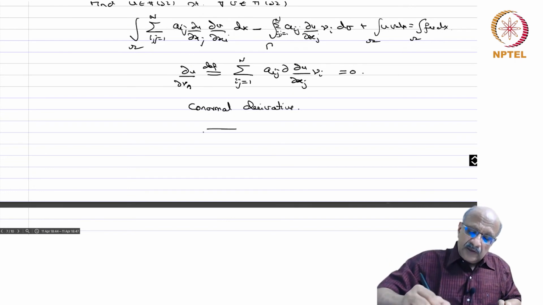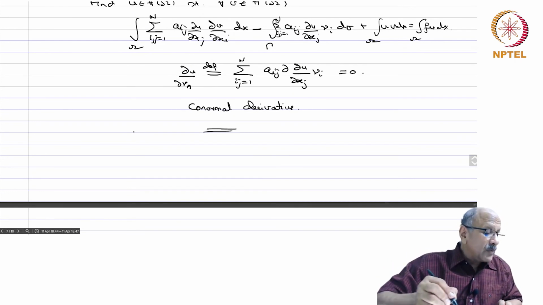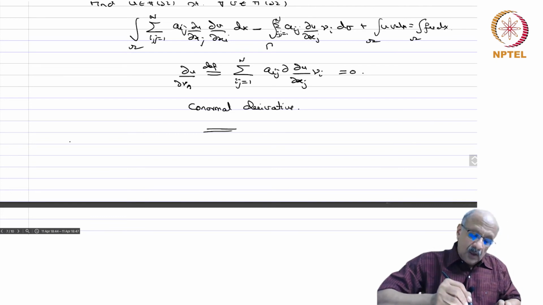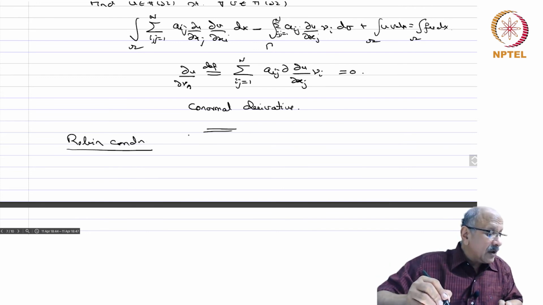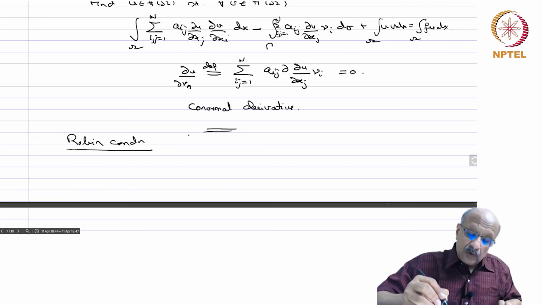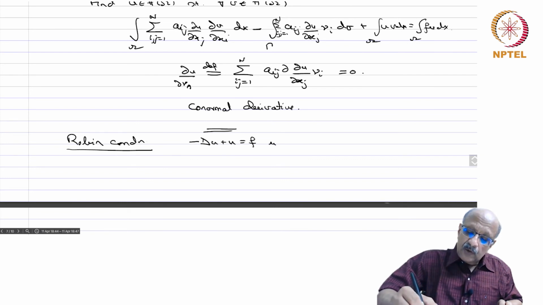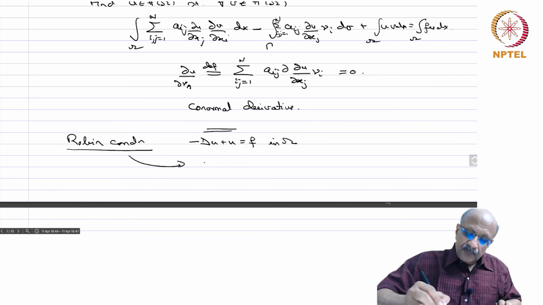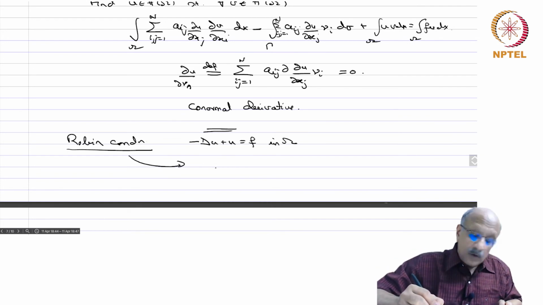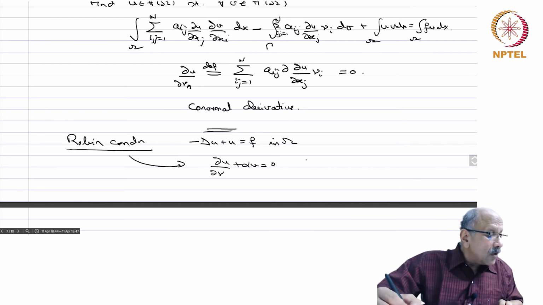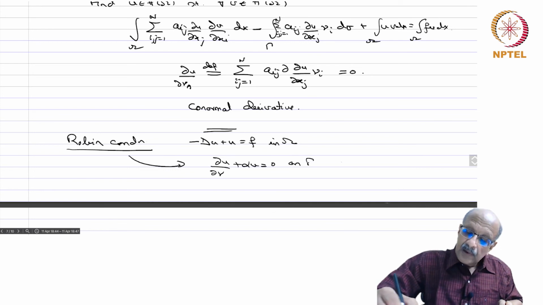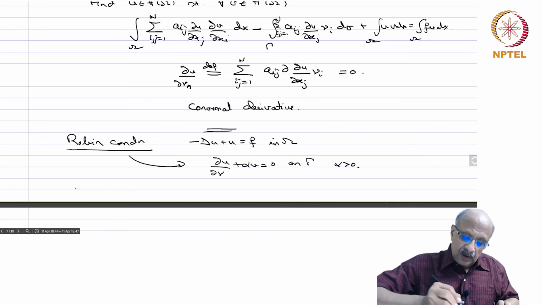Now we can look at various other kinds of boundary value problems. We will see some of them in the exercises and so on. So you can have a Robin boundary condition, which is a combination of the Dirichlet and the Neumann condition, for minus Laplacian u plus u equals f in omega. The Robin condition is du by d nu plus alpha u equal to 0 on gamma, alpha greater than 0. So this is called the Robin condition.